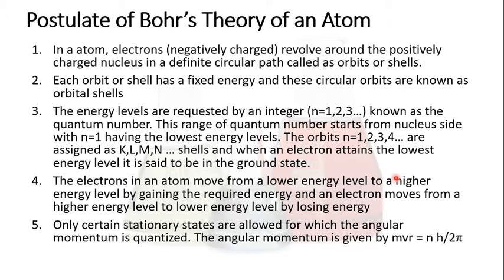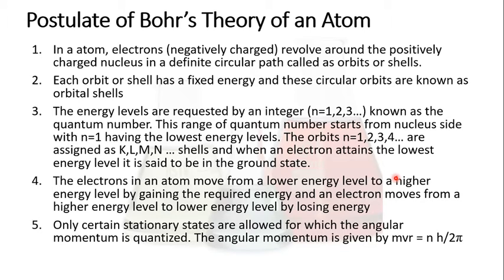The electron in an atom moves from a lower energy level to a higher energy level by gaining the required energy, and an electron moves from a higher energy level to a lower energy level by losing energy. That means an electron can move from one shell to another by gaining or losing energy. Is it clear? By gaining energy, it moves from the ground state to higher states, and from higher to lower by losing energy.